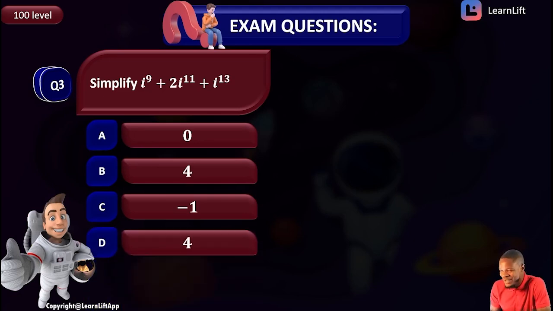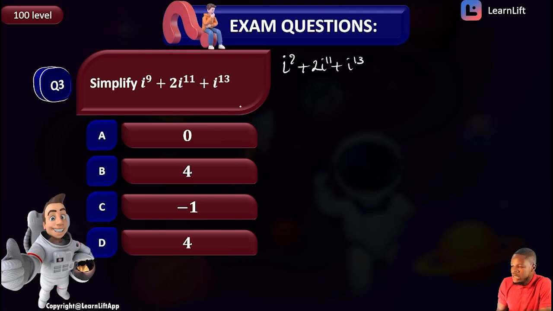Now let's see it and then move. Somebody will say, sir, you have changed. This is different from what we have been solving. Oh yes, solve this. Now we're given i raised to the power of 9 plus 2 i raised to the power of 11 plus i raised to the power of 13. Now let's solve it gradually one by one and see what it's going to become.